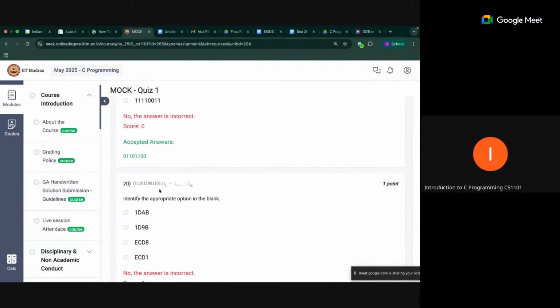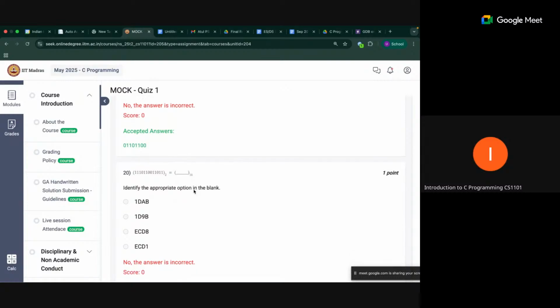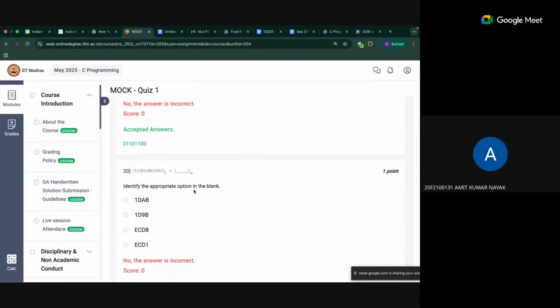So here the binary value is given. We have to convert it to hexadecimal. So what will be the answer here? Option B. Okay, how to convert binary to hexadecimal? We have to divide by 4, selecting four bits at a time from the right-hand side. We have to take four elements, right? Yes, ma'am.